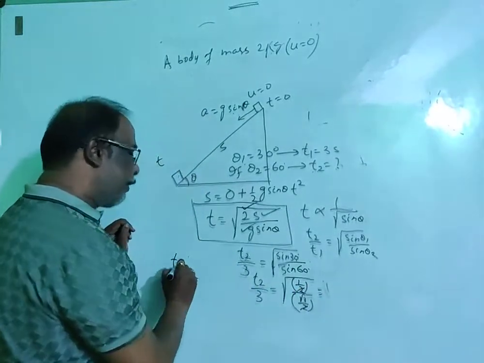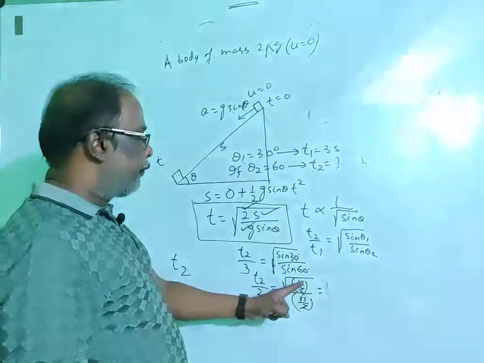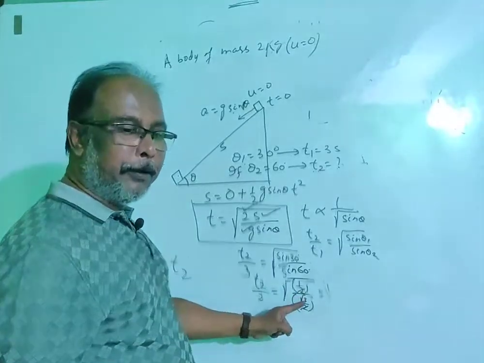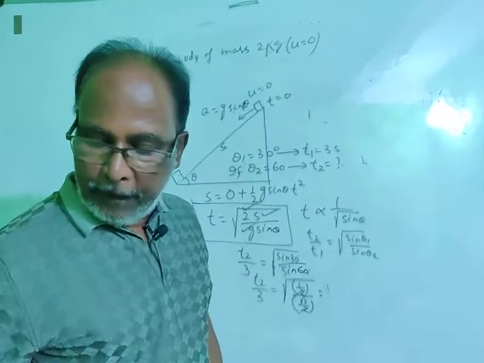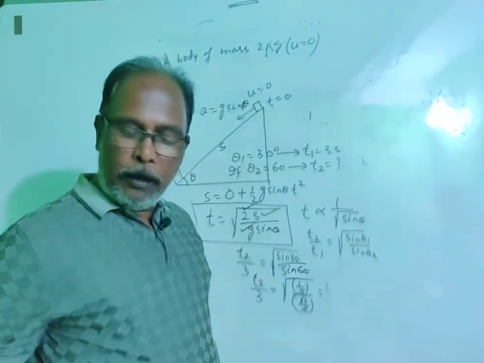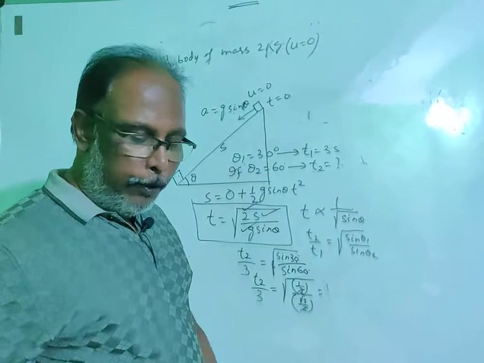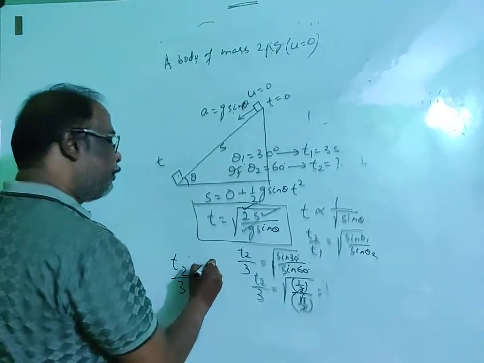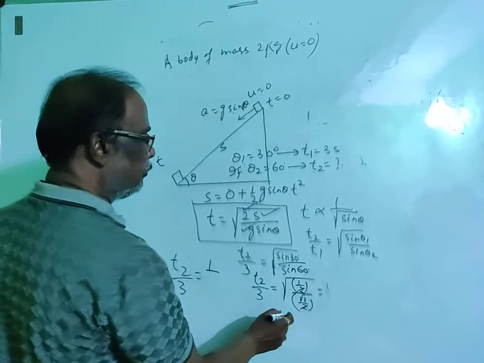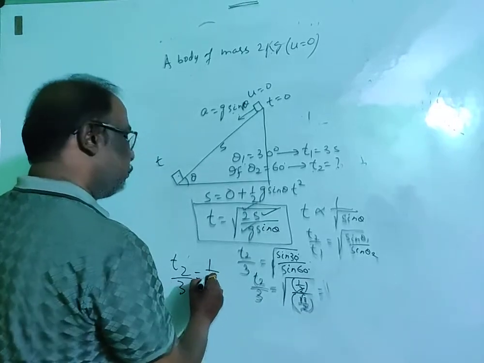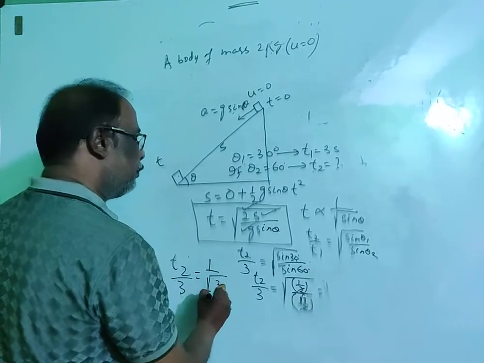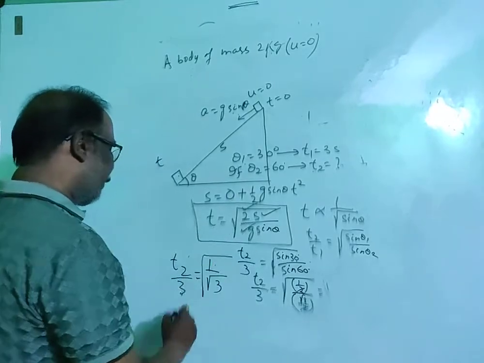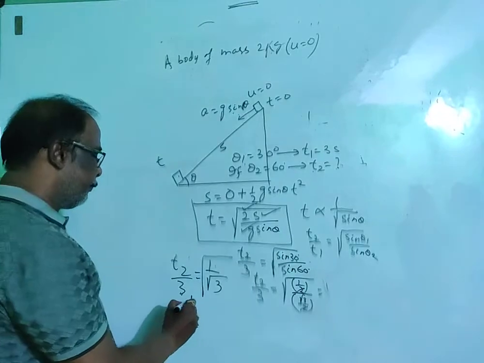Then now you can get T2. The 2 gets cancelled, and I think you have given your answer. T2 by 3 is equal to... now you can calculate T2.